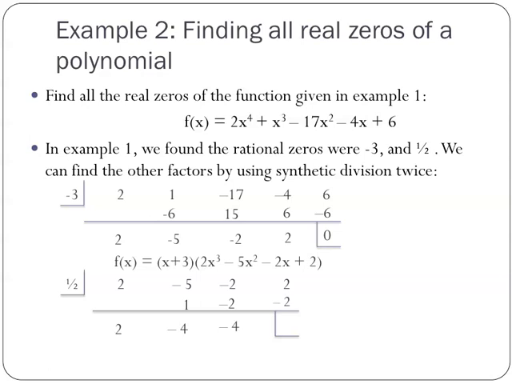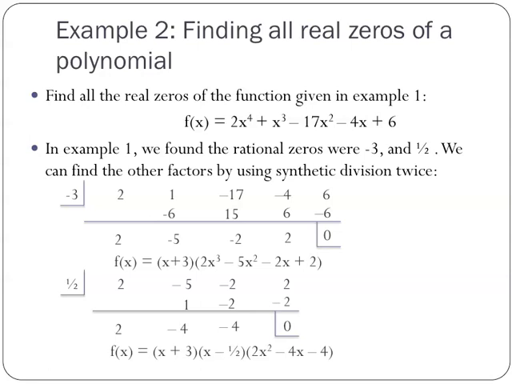Multiply there, we get -2. And that leaves us with a remainder of 0. So now again, let's write out what we have. We divided by x plus 3. We divided by x minus 1/2. And then we were left with 2x squared minus 4x minus 4. So this is what we have up to this point.